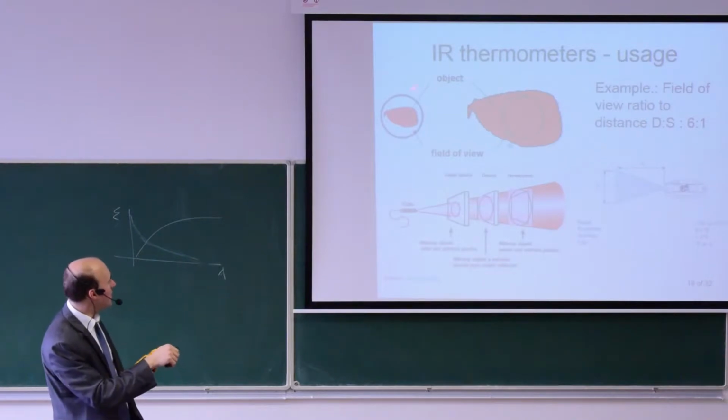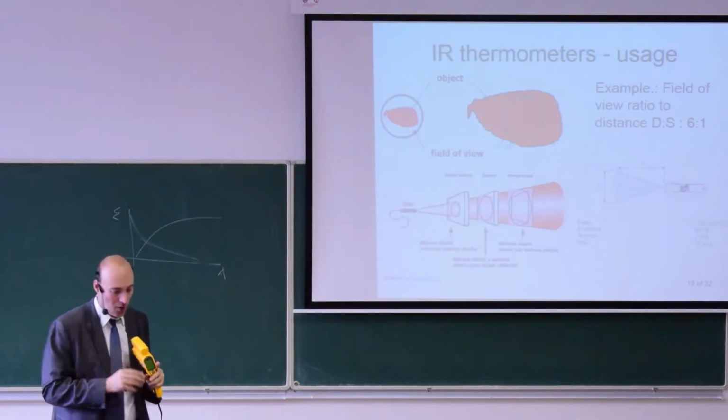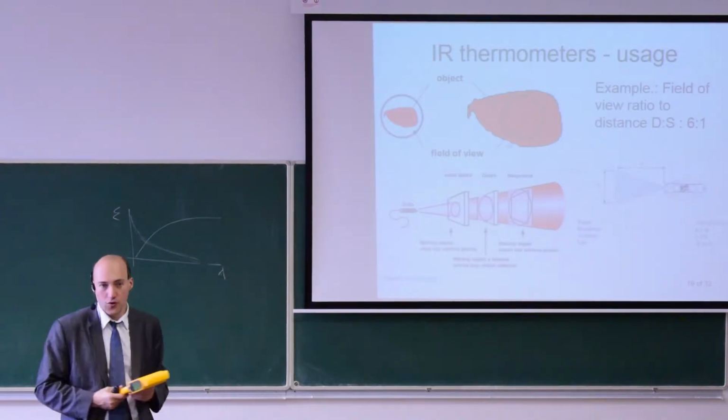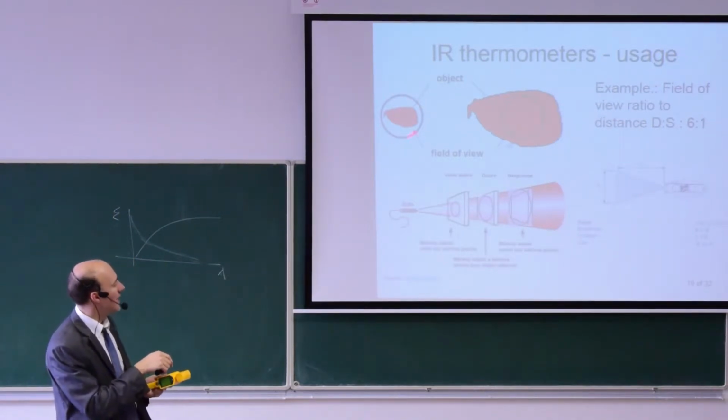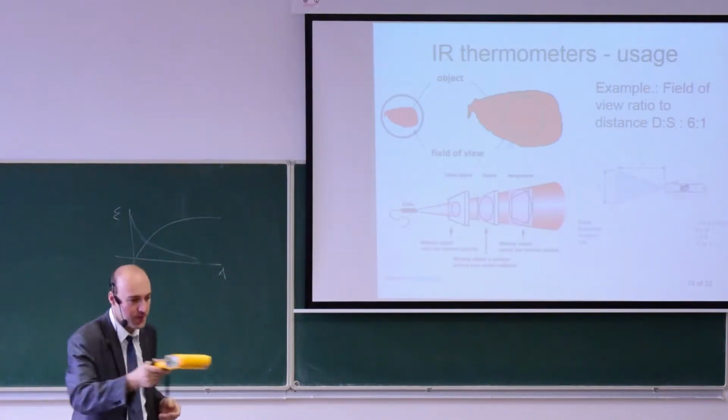Now, what you see here is incorrect. The object is smaller than the field of view, and this means that I'm getting something between the two correct temperatures.